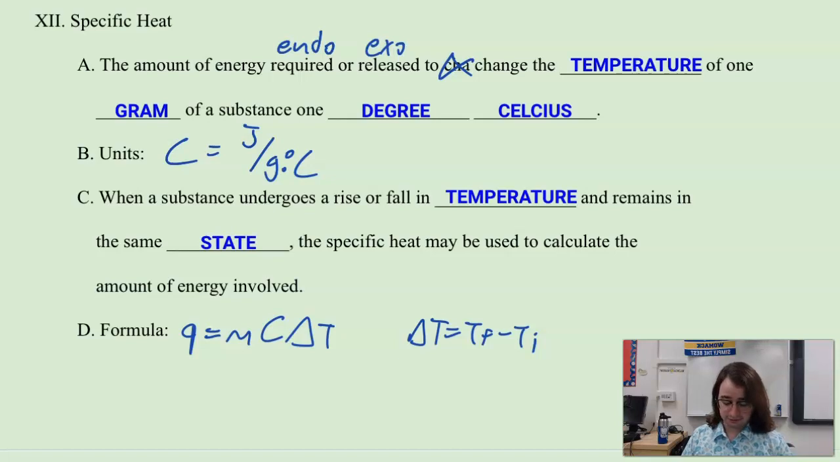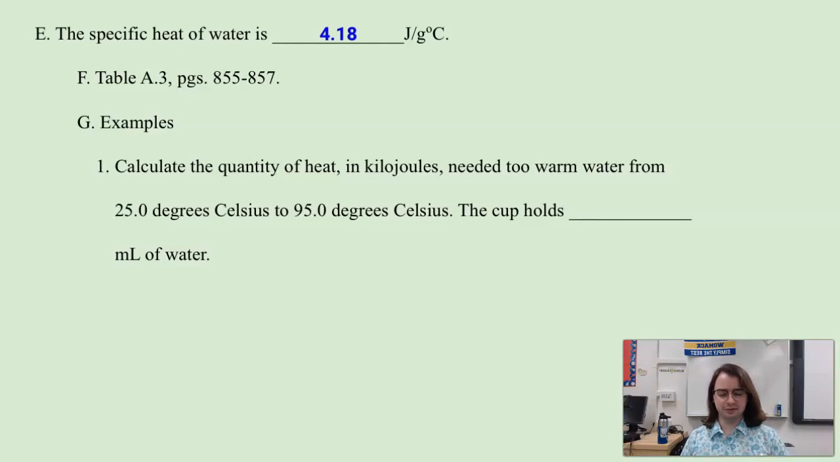If you recall, we had a value for the specific heat of water that we use pretty much consistently. I believe in the past we used 4.184. 4.18 is also fine. It just depends on what you want to do.